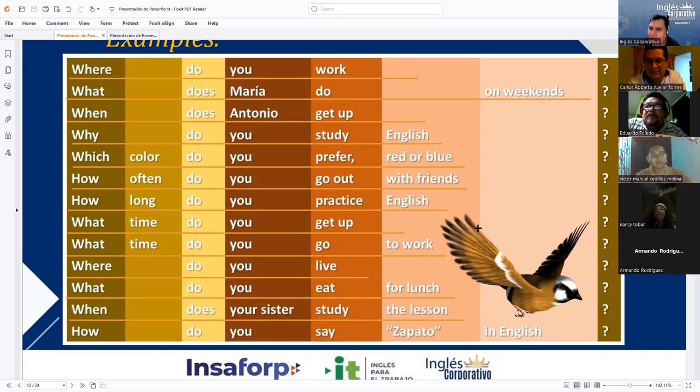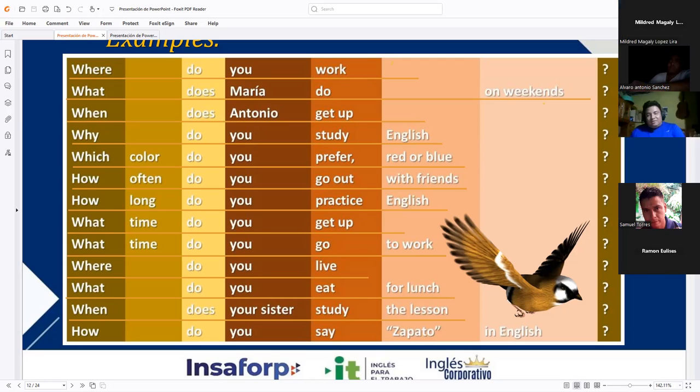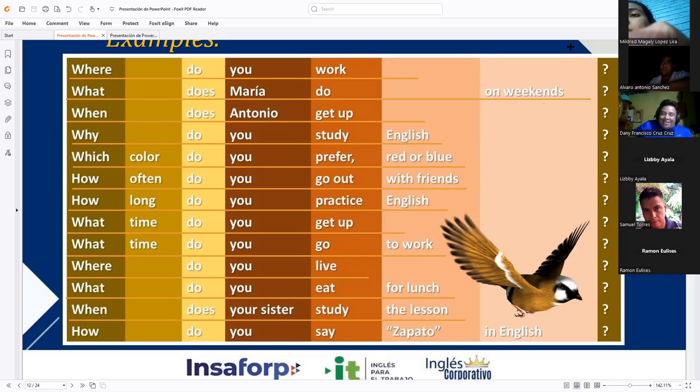Nice. Very good. Okay. Carlos Roberto, where do you live? I live in Antiguo Cuscatlán. In Antiguo Cuscatlán. So you and Nancy are neighbors. Yes. Armando, where do you live? I live in Apopa. In Apopa, okay. Apopa is very hot, right? Mildred, where do you live? I live in Soyapango. In Soyapango, okay, excellent.